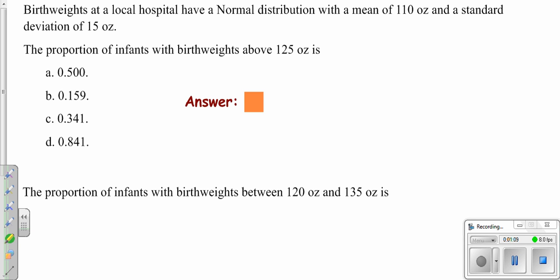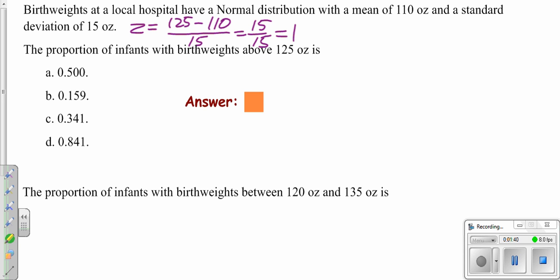Now here we are looking for what is above. Remember, table A always tells you what's below. Whenever you're looking for what's above, you just go 1 minus your answer you get in the middle of your table. So we're going to start out with our z-score here. Our z is equal to our data value of 125 minus our mean of 110 over our standard deviation of 15. So we get 15 over 15, which ends up being 1.